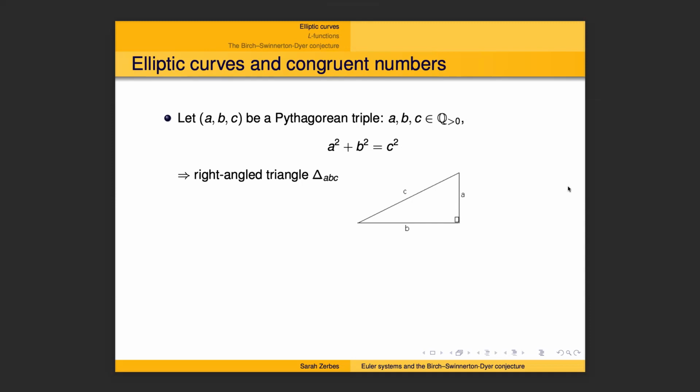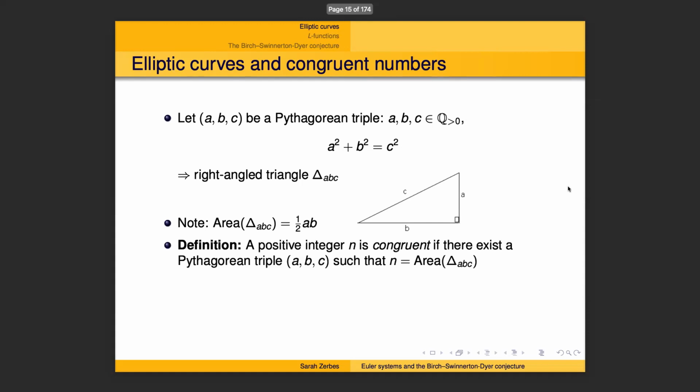Well, we can, for example, compute its area. So the area is a half AB. So the question is, which integers can arise in this way? So we make the following definition.